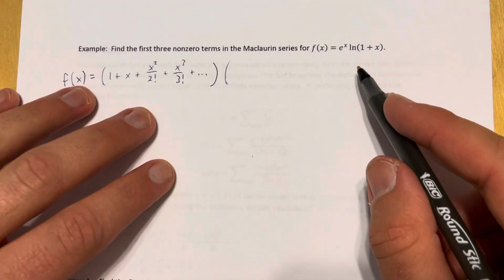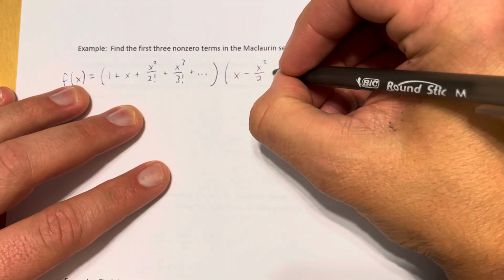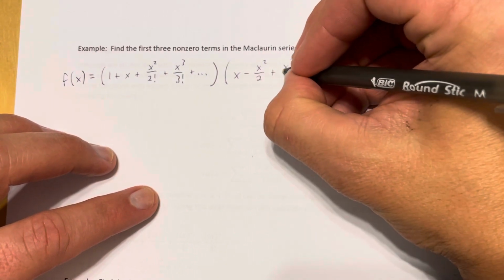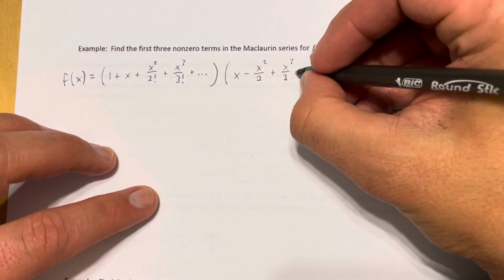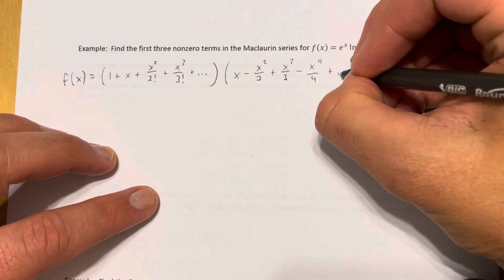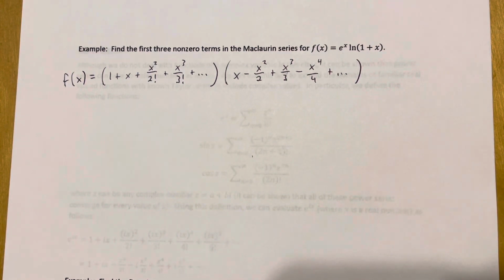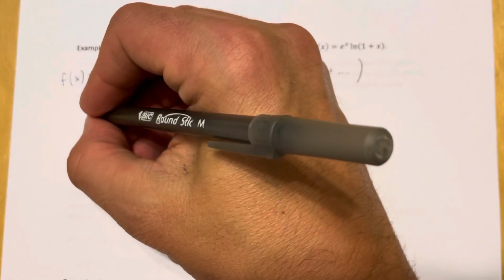If we write that out term by term, it's going to look like x minus x squared over 2. Remember, this one alternates. Plus x cubed over 3. No factorials in my denominators for this one. Minus x to the 4th over 4 plus dot dot dot. Okay? It's not asking me for the answer in summation notation. It's just asking for the first three terms of this Maclaurin series.